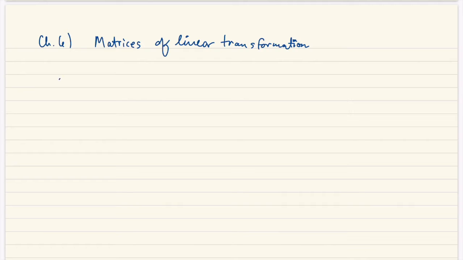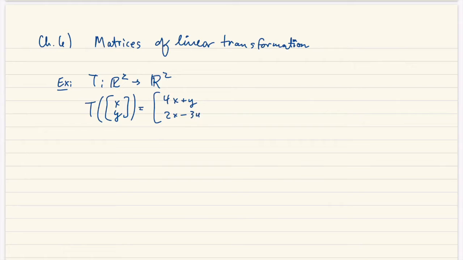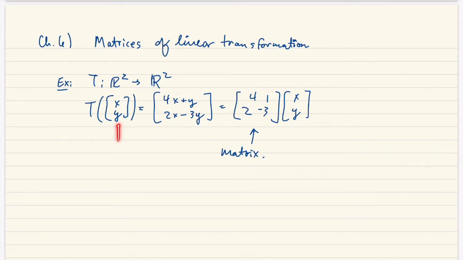Okay, so for example, I'm going to start easy. Let's say I have in R2 a transformation, using the notation that we've developed. Let T go from R2 to R2, given by T of (x, y) equals (4x plus y, 2x minus 3y). And this is nothing other than multiplying (x, y) by the matrix [4, 1; 2, -3]. This is the matrix that gives us our linear transformation. So in a certain sense, this linear transformation is nothing more than multiplying this vector (x, y) by this matrix.